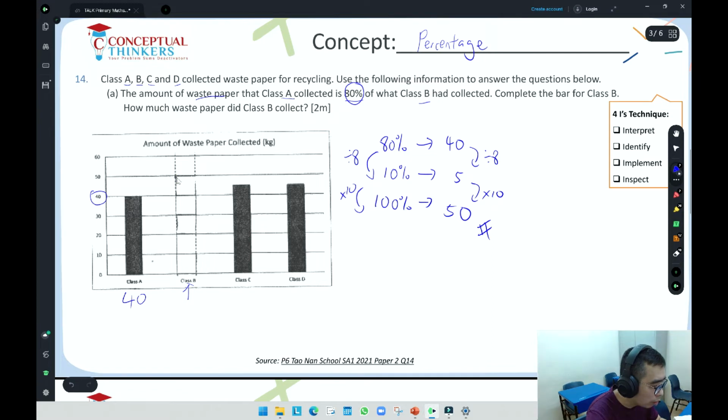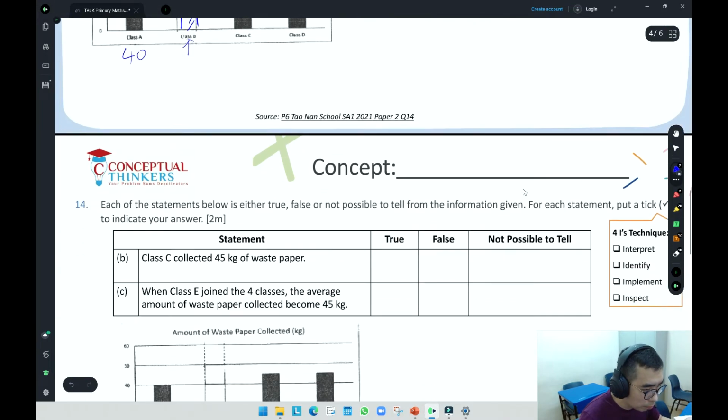So we're going to draw from here to here. Then after that, we can do the shading. Okay. So you must remember to touch this line. Then after you can do the shading here to represent the graph for class B. Okay. So next, let's go to the next part.